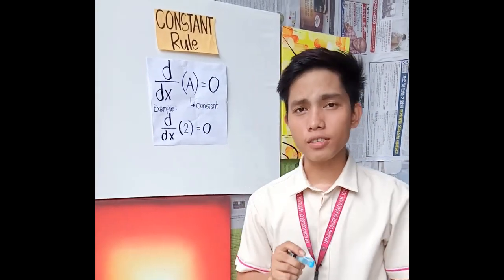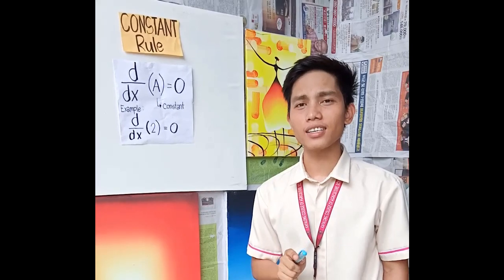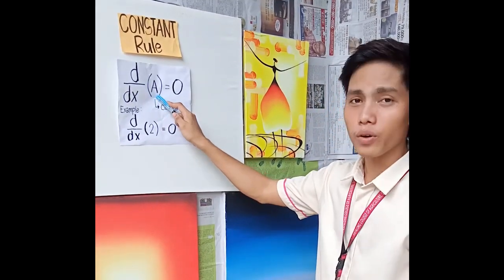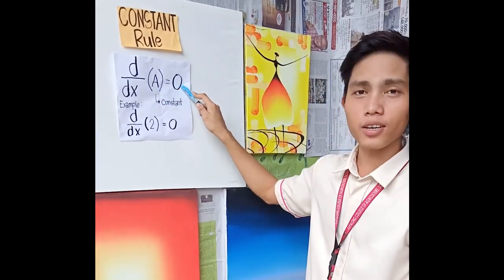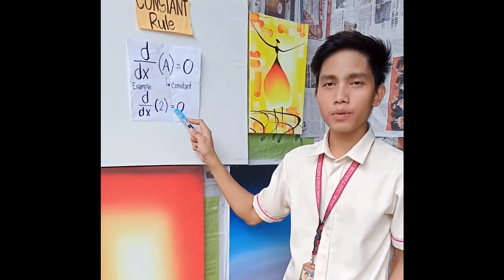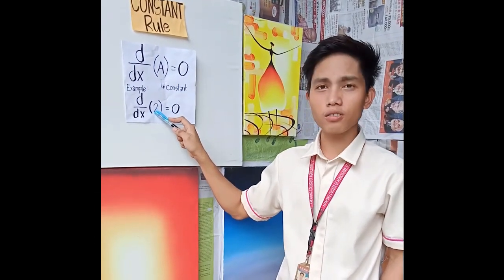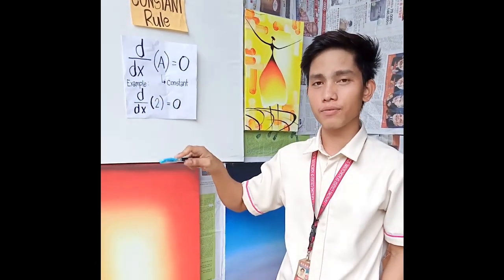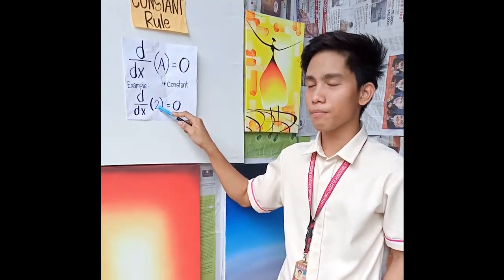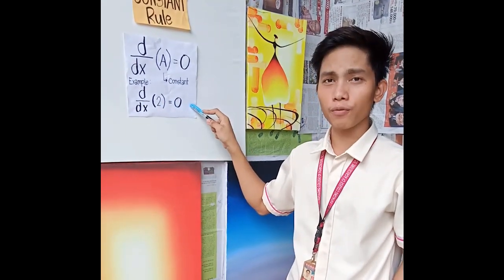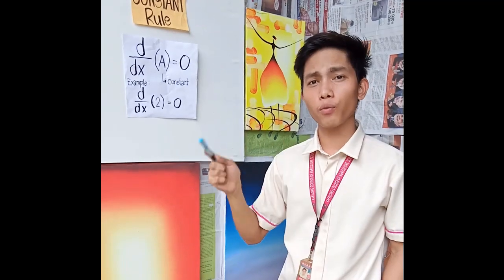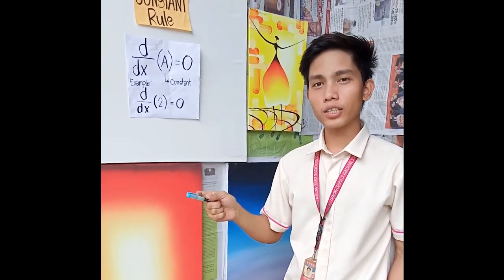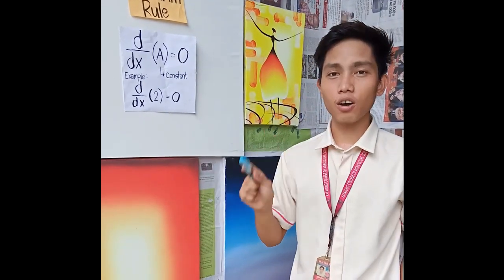We will now start with the constant rule. The constant rule tells us the derivative of a, where a is a constant, is always equal to 0. The derivative of 2 must be equal to 0 because 2 is a constant. It cannot change its value. It is a fixed number, so it must be equal to 0. The derivative of 3, the derivative of 1/2 must also be equal to 0. So that is the constant rule.